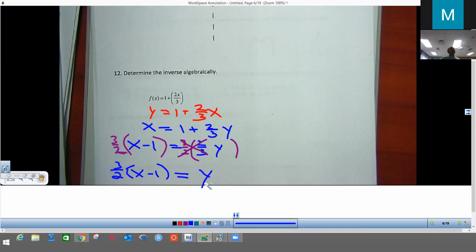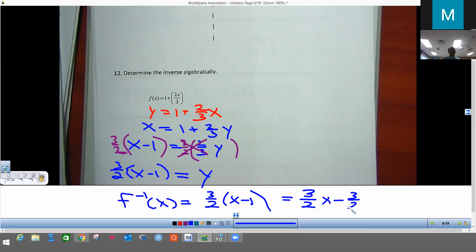And then step 4 is change this y back into inverse notation. So this would be your inverse equation. And if you want to distribute that 3 halves in there, you could write it like this, and that's fine. Or you could even look here and say, hey, I have common denominators. You could write it like this and be fine. This would be the same equation. Okay?